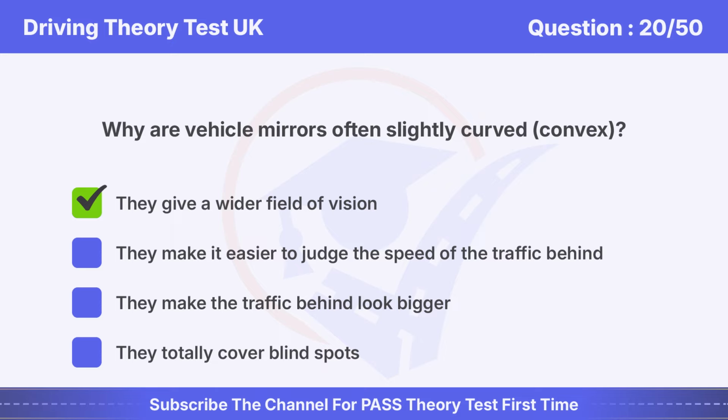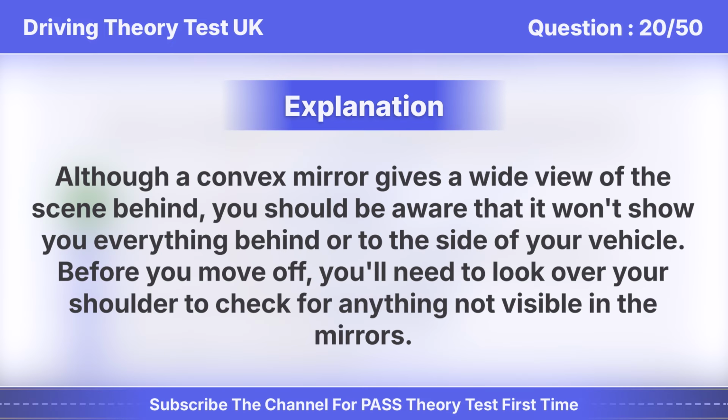Answer is A. They give a wider field of vision. Although a convex mirror gives a wide view of the scene behind, you should be aware that it won't show you everything behind or to the side of your vehicle. Before you move off, you'll need to look over your shoulder to check for anything not visible in the mirrors.